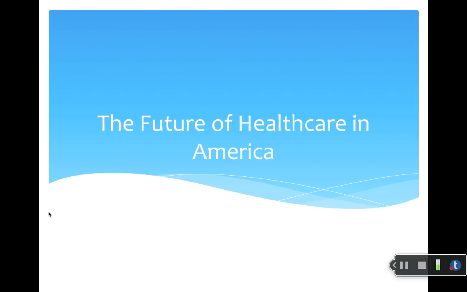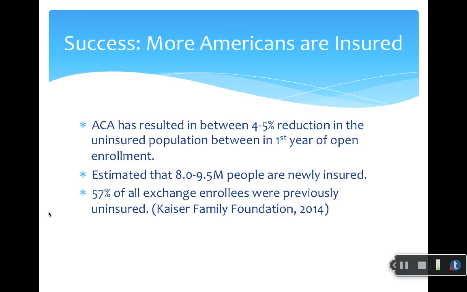So where does this leave us? What does this suggest for the future of healthcare in America? What we see is that ultimately, since the health insurance exchange opened and since these requirements have been put in place, the Affordable Care Act has resulted in about a 5% drop in the uninsured population in the first year of open enrollment. There are approximately 8 to 9 million people who are newly insured between Medicaid expansion and private insurance enrollments.